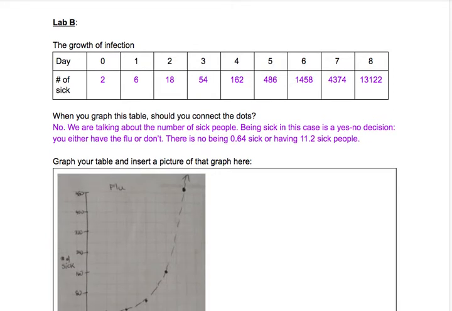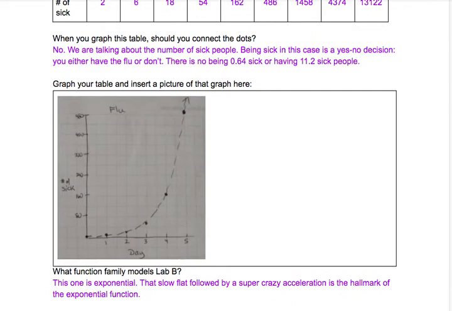So if we graph this table, should we connect the dots? Well, no. We're talking about sick people. This is kind of a yes-no, a very binary thing. You either have this flu or you don't. There is no being 0.64 sick or 11.2 sick people. So we're counting, and when we count, we don't connect the dots. So there's my flu graph. And I used the dotted curve just because I wanted to see what the shape was.